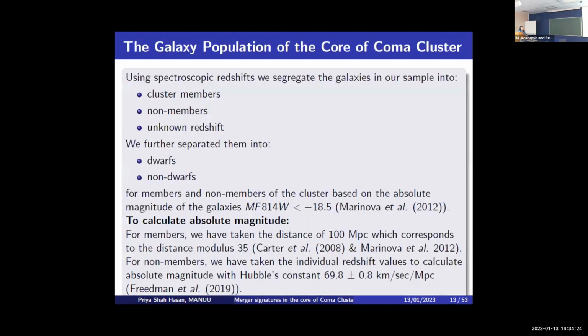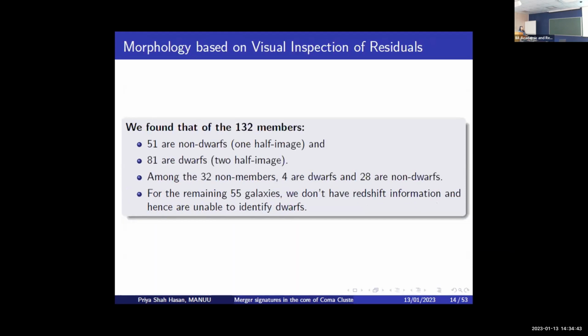You'll be able to identify that using the GALFIT outputs. So for our sample, we segregated them into cluster members, non-members, and other redshifts. We also separated them into dwarfs and non-dwarfs, based on the criterion of absolute magnitude less than -18.45 for dwarfs. Finally, we had 132 members, of which 51 are non-dwarfs and 81 are dwarfs. And these are the other details.